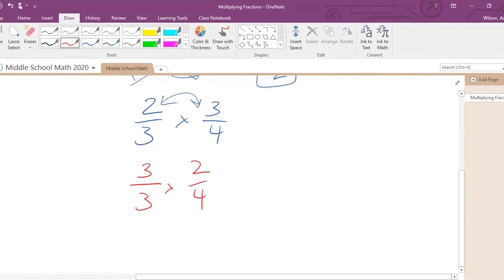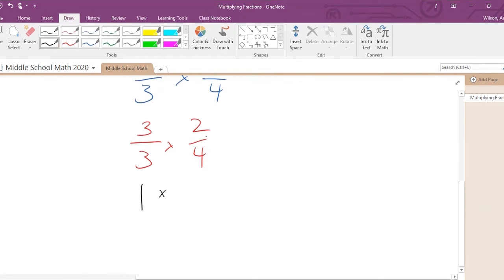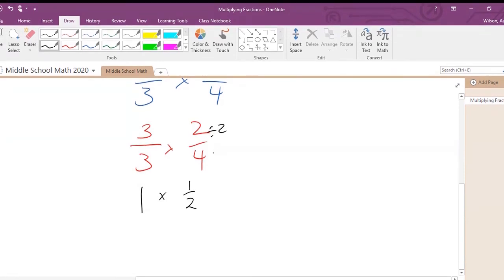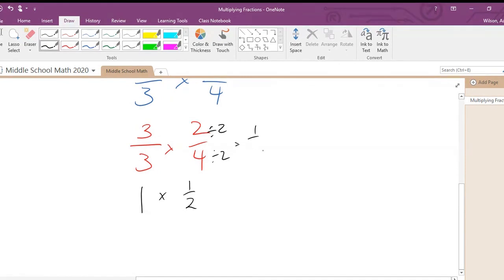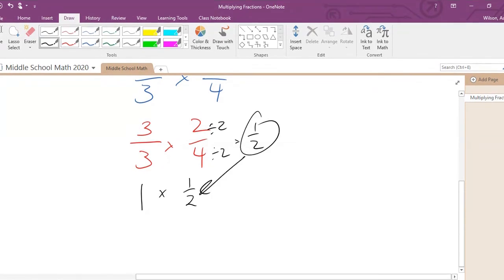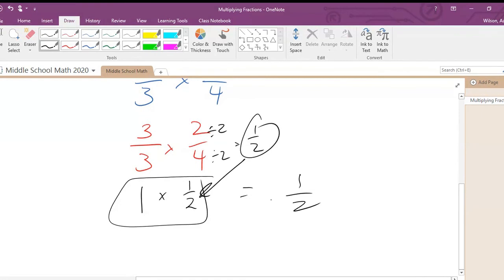And the reason why I'm doing this is you should realize that 3/3 is the same thing as 1 whole, and 2/4 can be simplified to 1/2 because 2/4 share a common factor of 2. So that changes that one into 1/2. And what is 1 times 1/2? 1/2.